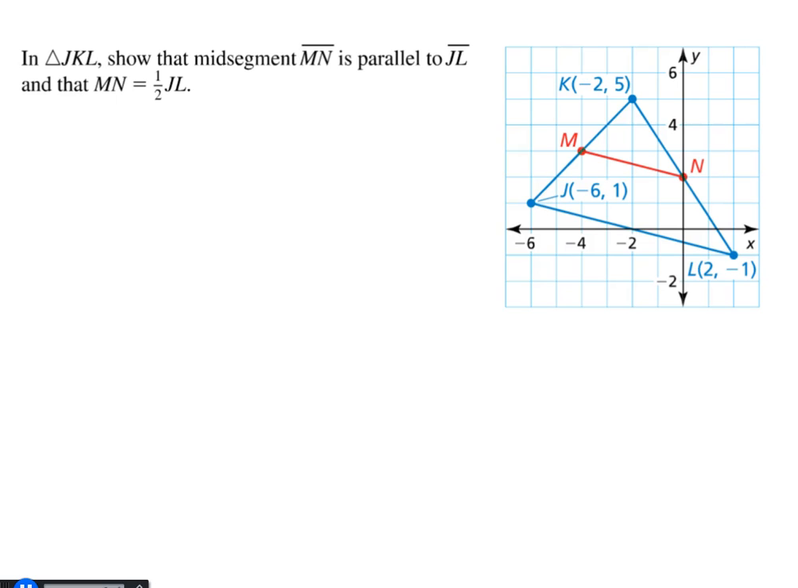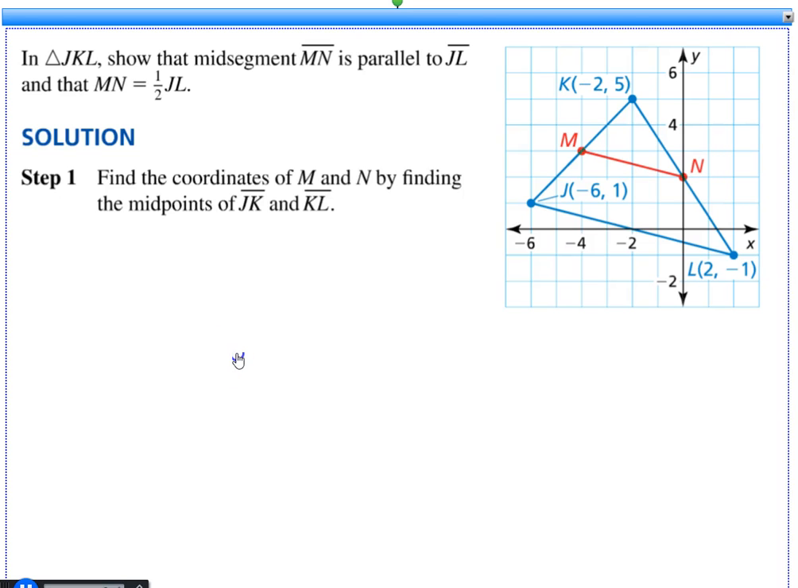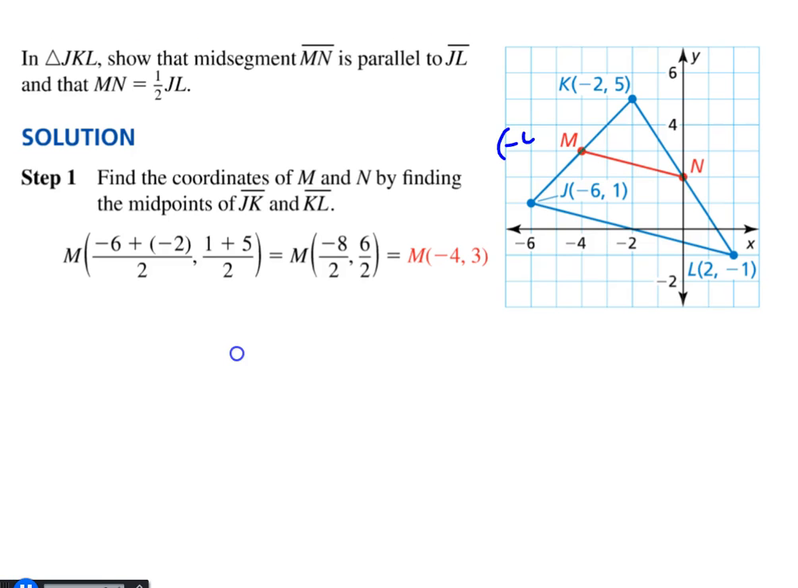In order to find whether or not they're parallel, we need to find the slopes. So we're going to start by finding M and N, the midpoints of JK and KL. You remember, to find midpoints, you just average the endpoints. For M, we're going to add -2 and -6 and divide by 2, and add 1 and 5 and divide by 2. And we get M is (-4, 3). So we can write that on our picture.